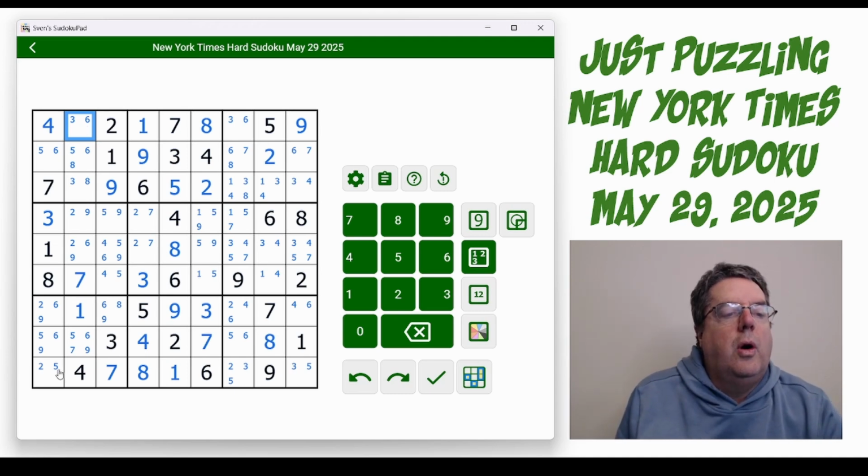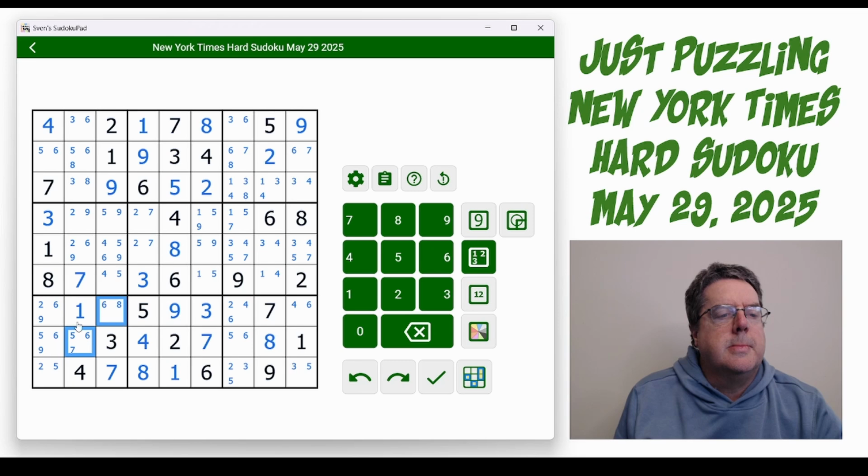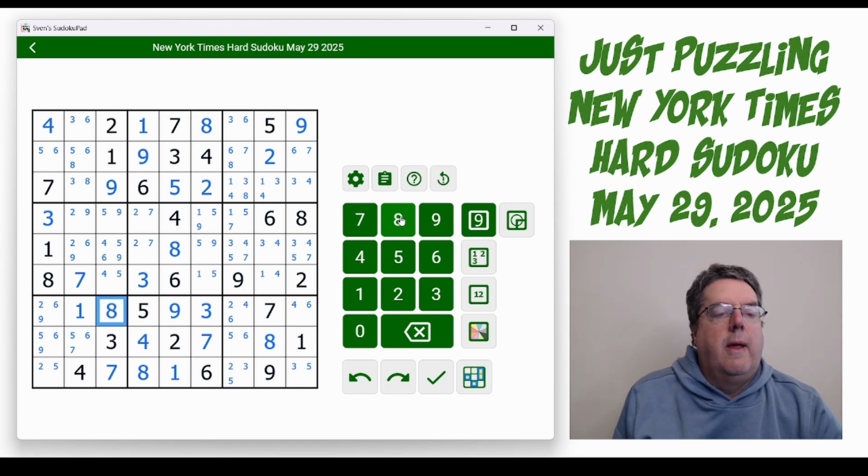So 2, 5. So 9 can't be up there, so that's a 9. So these two can't be a 9. 5, 6 hurts me. So 8. 8 can only be in there, so 8 can only be in that column. So you're an 8. Leaving me with an 8 there and an 8 there.